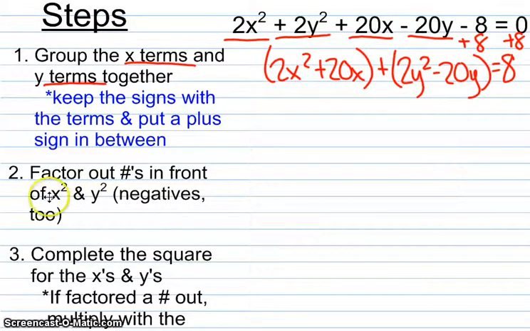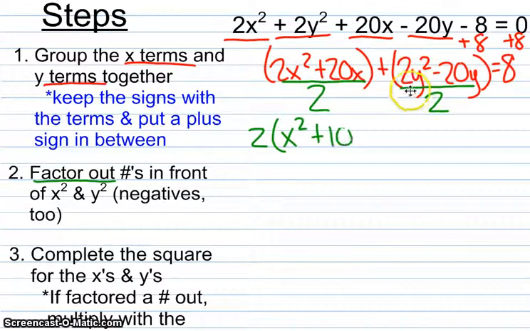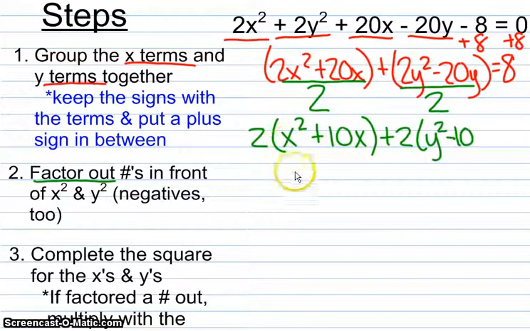At this point, we're ready to factor out the numbers in front of the squared terms. If it has a negative with it, the negative has to go. So we need to divide the first one by 2 because it is a 2 in the front. Same thing with the y's. And anything that's left stays in the parentheses. So that's where the x squared plus 10x came from and the y squared minus 10y came from.